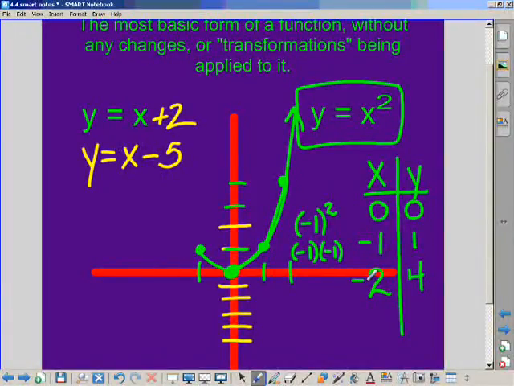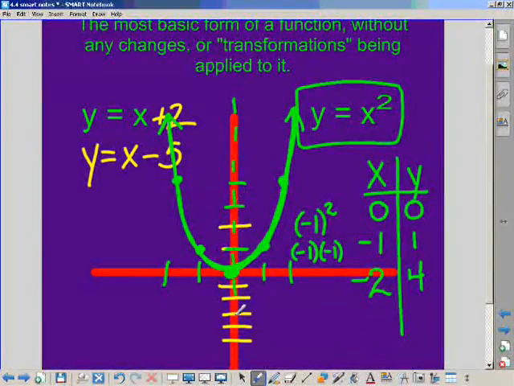If we made the 2 negative, the output, y, would be positive 4. So you go left 2, up 4, and you notice that as you're going to the right, the mirror image is happening to the left. So that's why we call the graph symmetrical. And that's why we call the line that cuts it in half its line of symmetry.